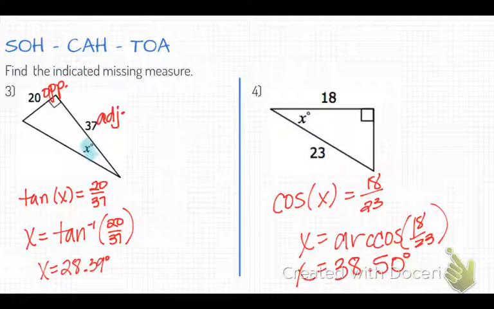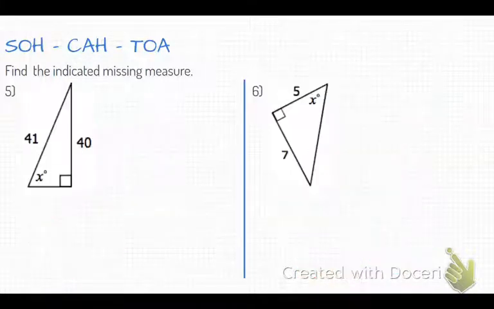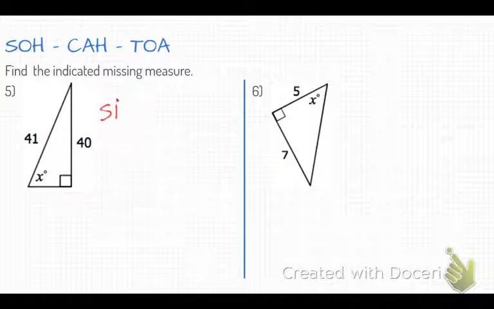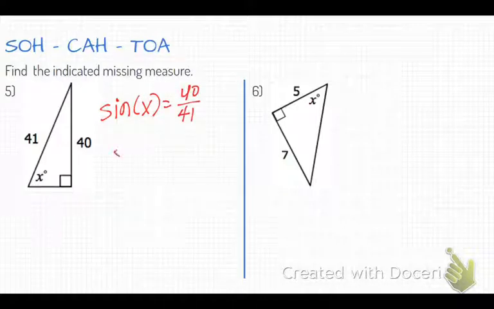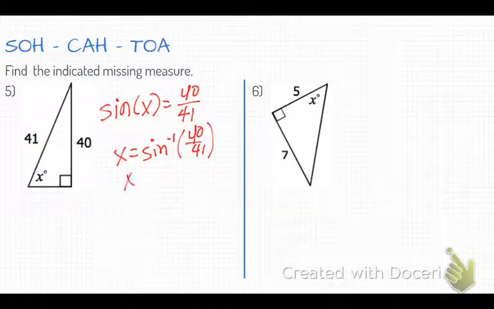Okay, can you move on and do the last 2 that you have? Okay, finish the last 2, please, and we'll go over them. Okay, so for number 5, which trig ratio did I use? Was it sine, cosine, or tangent? This one was sine of x equals 40 over 41, yes? So x equals sine inverse of 40 over 41. So what was the answer? 77.31 degrees? Okay. Do we agree with that?